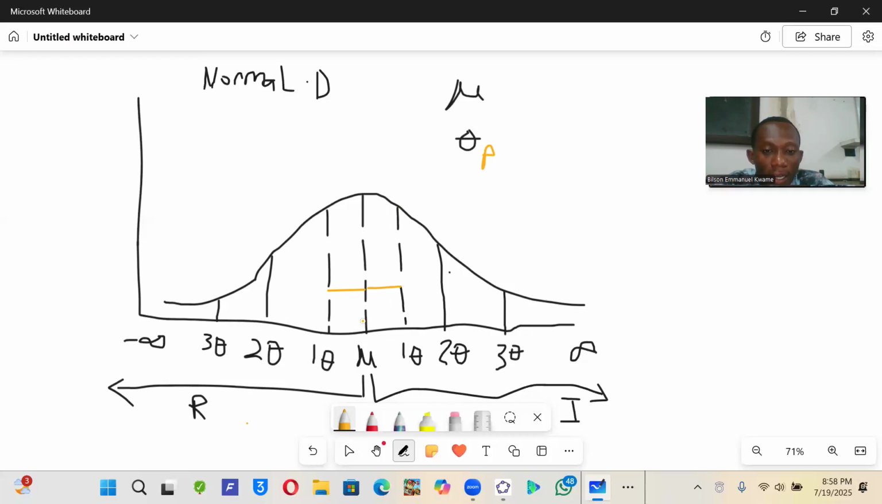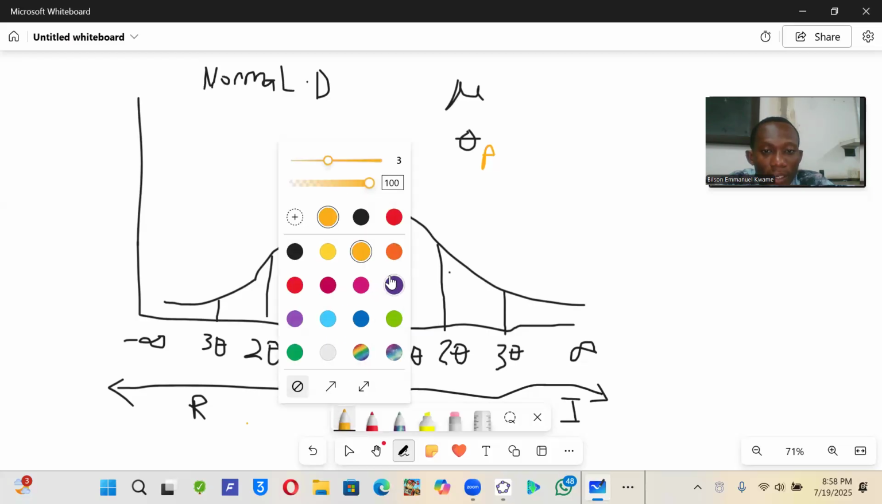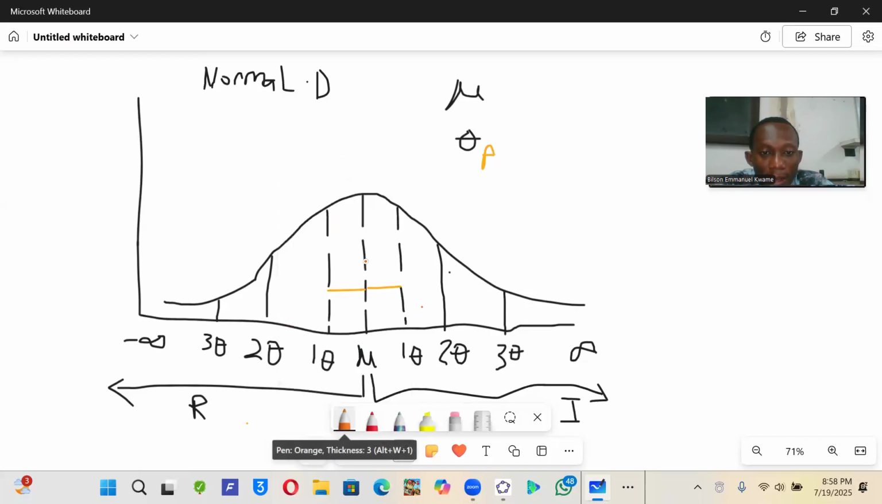So now, the key things that I want you to take away from this presentation are, one, the mean is the one separating the graph or the curve into two equal parts, that is, into symmetry. The distance from this side to this side is the same as the distance from this side to this side. Also, the distance from the mean to the second deviation is also the distance from the mean to the other deviation. Do you get it? So the distances are equal.